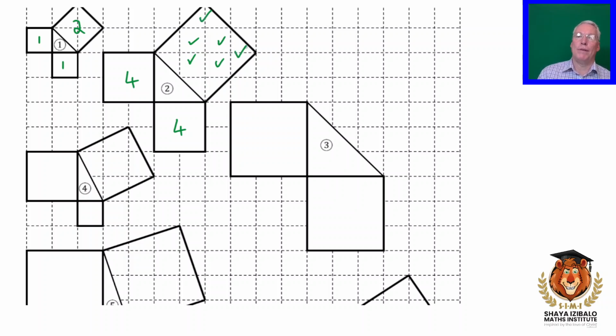A half and a half, they make 1. A half and a half, they make 1. And a half and a half, they make 1. So 1, 2, 3, 4, 5, 6, 7, 8. All right. So this one's actually got an area of 8.